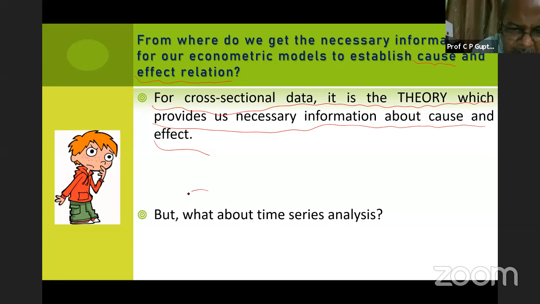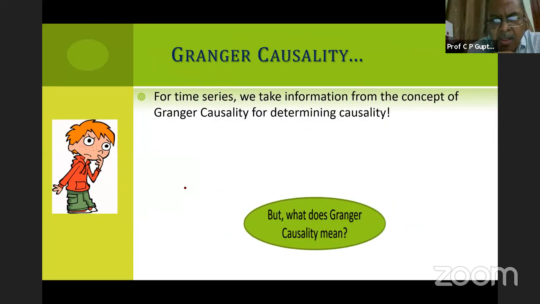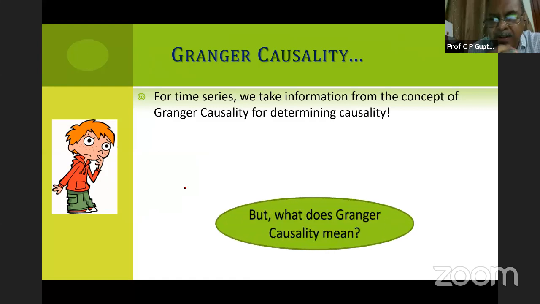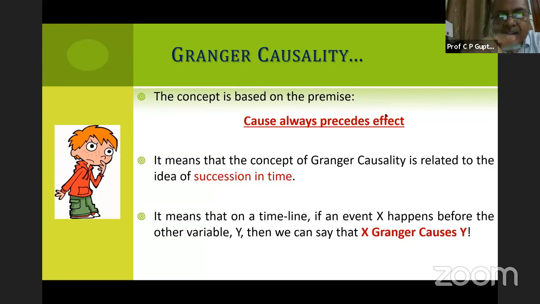But what about time series analysis? How do we look at the causality in the context of time series data? For time series, we take information from the concept of what is called Granger causality for determining causality. And now let's see what Granger causality means. The concept is based on the premise that cause always precedes effect. Understand that. That is the basic crux of the philosophy of Granger causality.